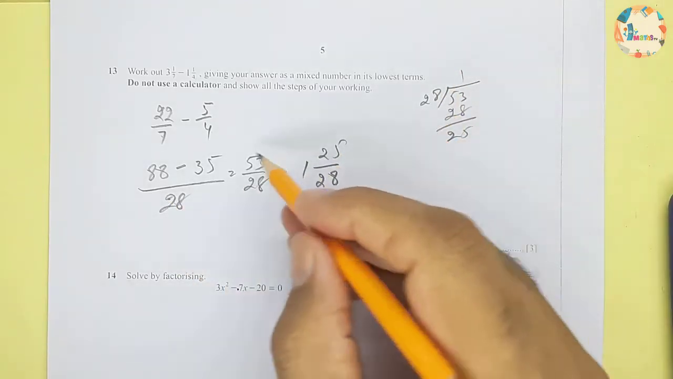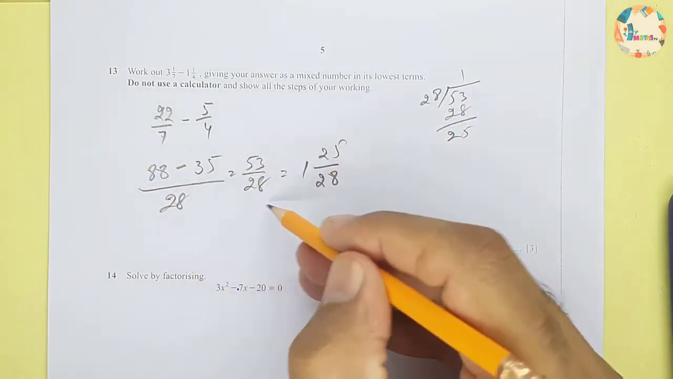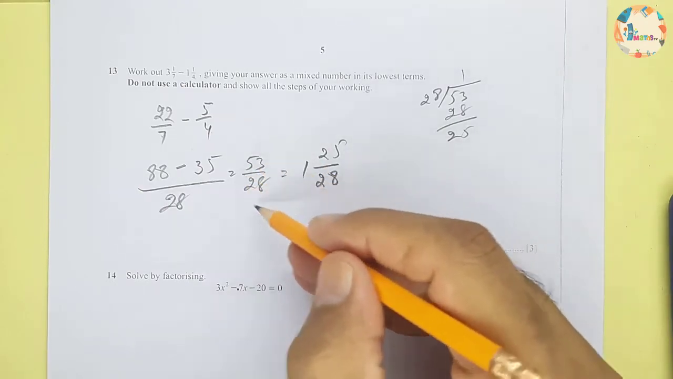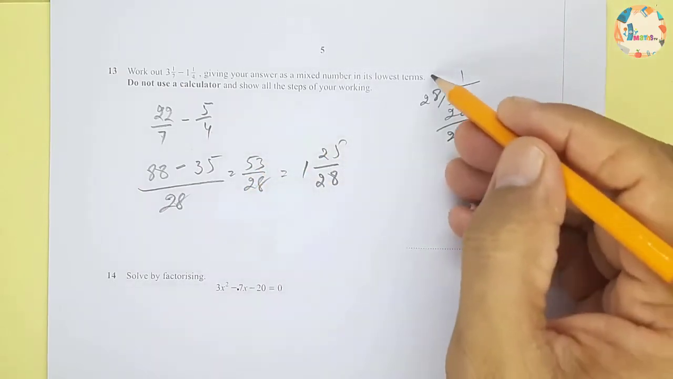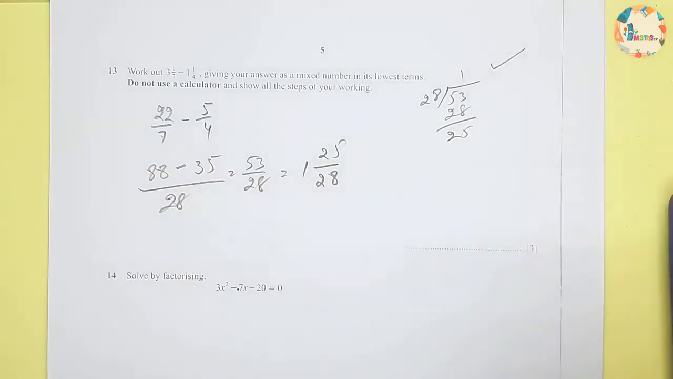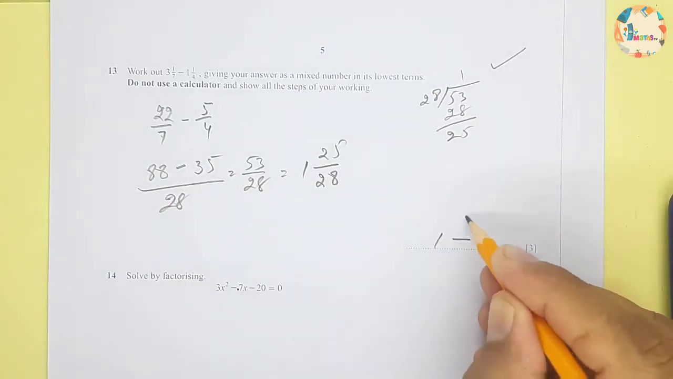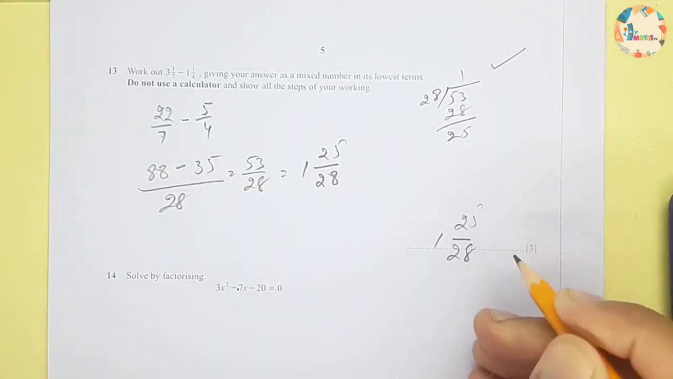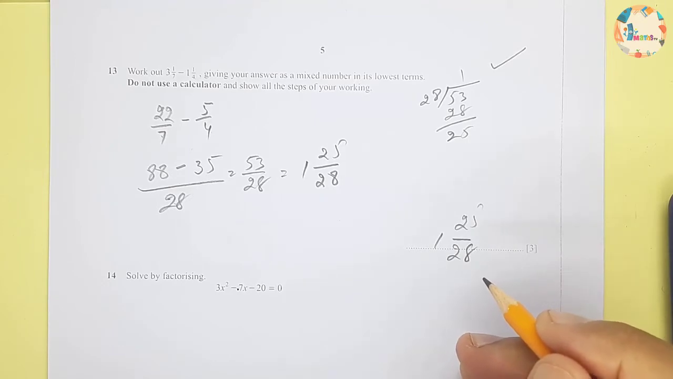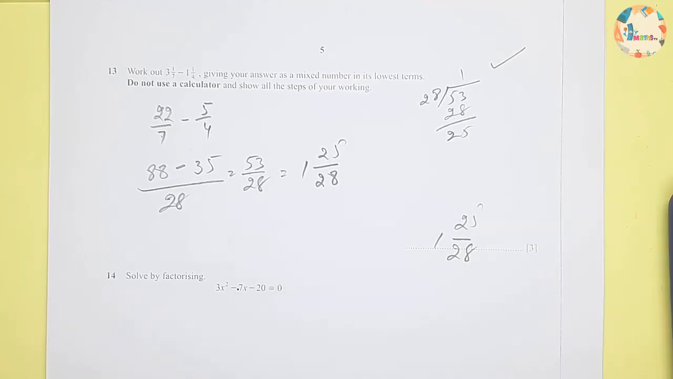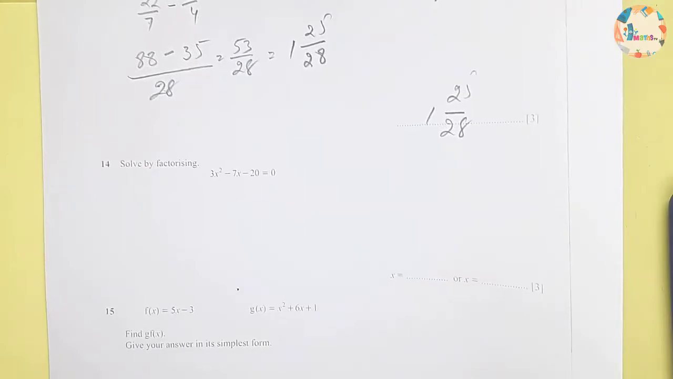So if you are showing these steps, and even I have used this calculator over here and working is there, so there will be no objection for that one. 1 whole 25 over 28 will be your answer. Now question number 14, solve by factorizing.